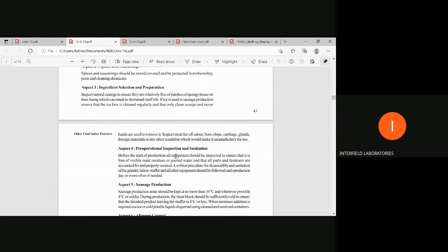Ingredient selection and preparation. Inspect natural casings to ensure that they are relatively free of patches of spongy tissue. If ice is used in sausage production, ensure that the ice box is cleaned regularly and that only clean scoops are used to remove it.